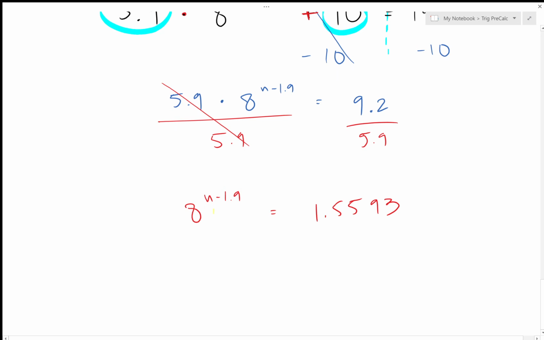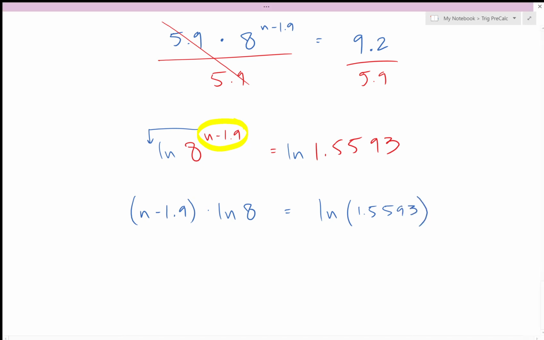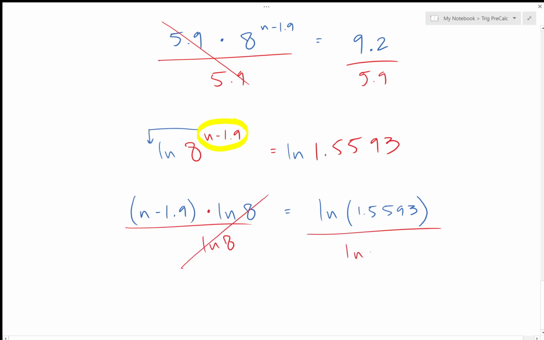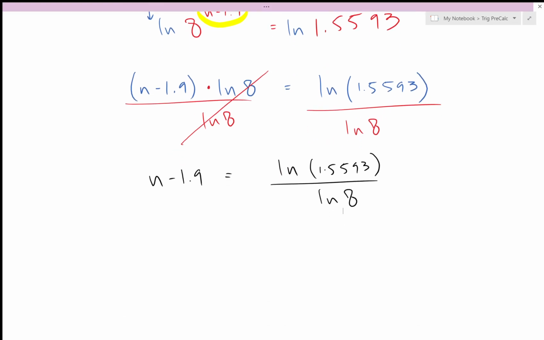Once you get the base kind of by itself, now I'm ready to do my ln stuff. So ln this side because that allows this to move, but I ln both sides. So I've got n minus 1.9 in the front times this ln of 8 equals ln of that number there, and I'm going to contain that just because it's a decimal. Alright, starting to get n by itself. I'm going to break off this ln on both sides by dividing. I am left with n minus 1.9 equals ln 1.5593 over ln 8. You can do calculator now or calculator later, because the last thing is just to add this 1.9 on both sides. So we can kind of slip it there at the end.